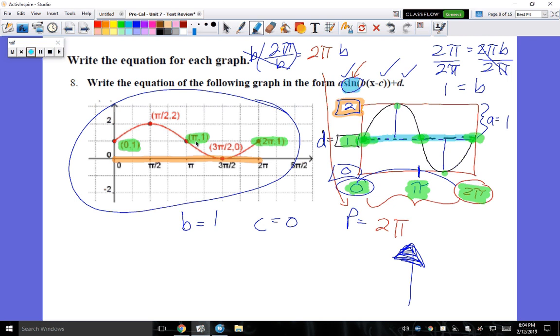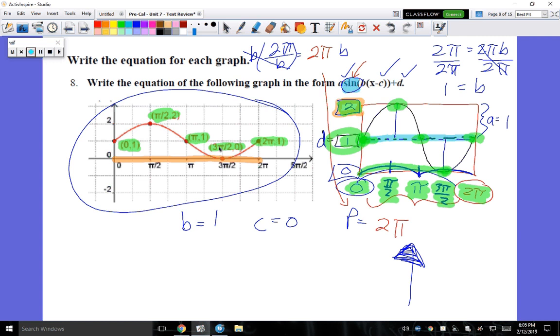And then last but not least, I need to find my midpoints. Between 0 and pi would be pi over 2. Between pi and 2 pi will be 3 pi over 2. So my x value would be pi over 2, my y value would be 2. This is how we get these values. My x value would be 3 pi over 2, my y value would be... whoops, not 1 on that one. It would be 0, because it lines up right here. And that's how I get (3 pi over 2, 0).